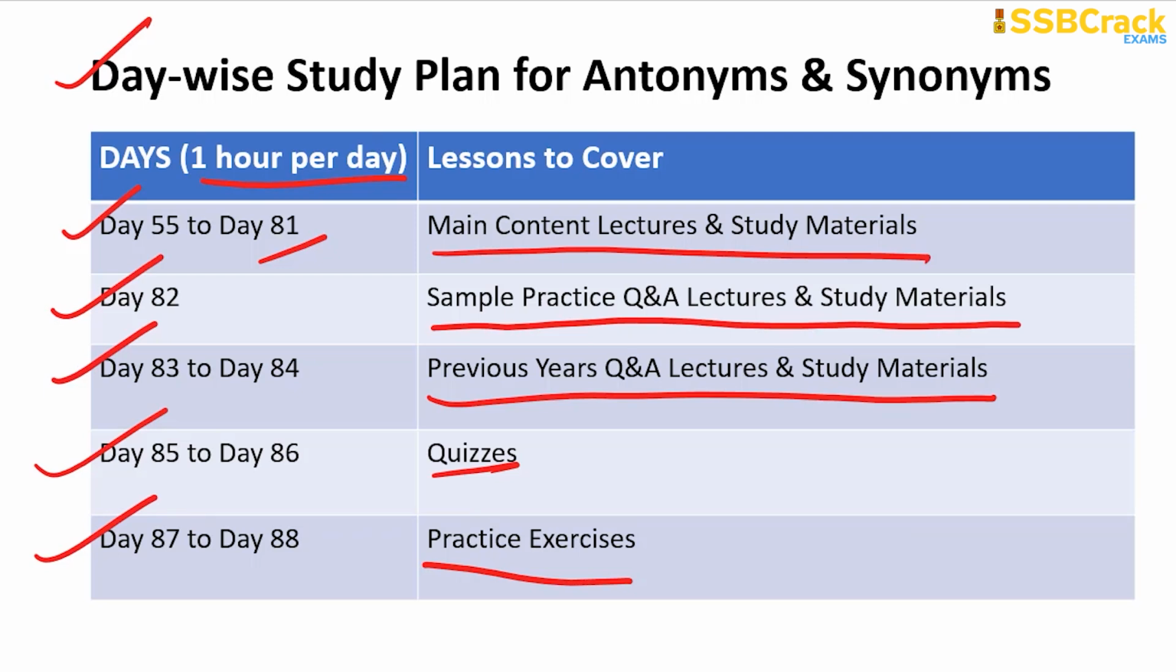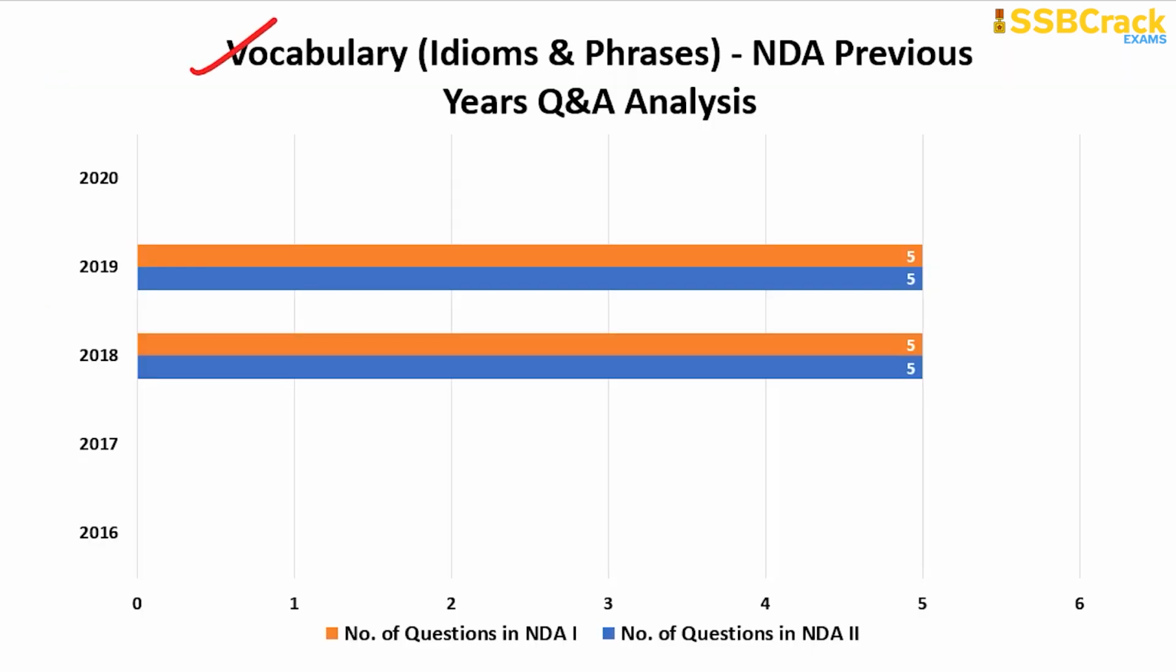Now, moving on to the next topic, that is vocabulary pertaining to idioms and phrases. As you can see, 5 questions came both in NDA 1 and 2, 2019 and 18. No questions came in 2020 or in 2017 or 2016. So, you may or may not get questions from this particular topic, but it is always advisable for you not to skip any topic, not to take a chance, but to go through them.